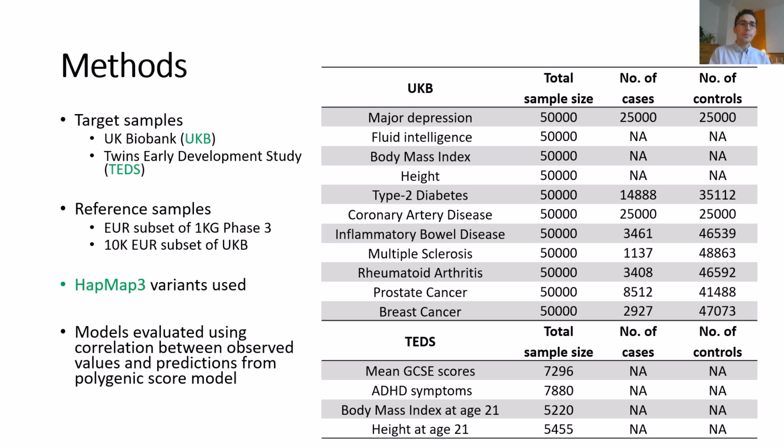The predictive utility of each polygenic score approach was evaluated based on the Pearson correlation between the observed outcome and predicted values. The statistical significance of differences between predicted and observed correlations was determined using the Williams test, which accounts for the correlation between predictions from each method.